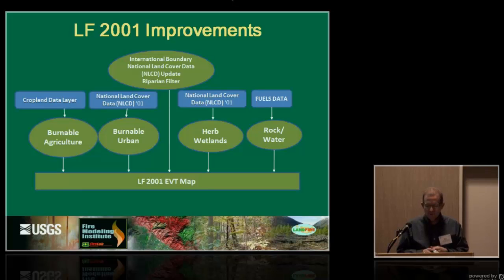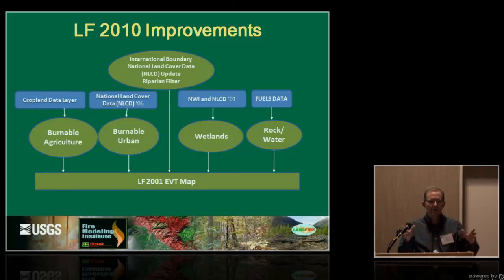And then what we're looking at for LF10, just from a mapping standpoint, we're more or less doing the same thing. We're working a little deeper with the cropland data layer, with a little more recent version of it. We're mapping a little more urban expansion with the NLCD 06, so anything new urban on the landscape now gets classified into the burnable, non-burnable.